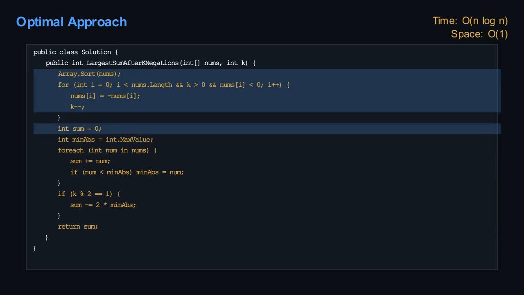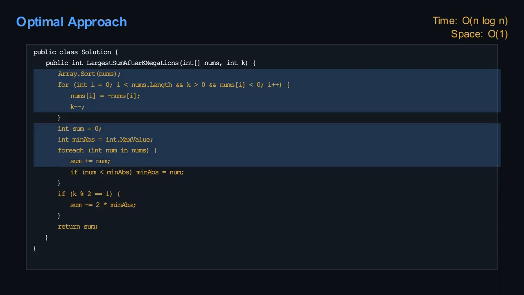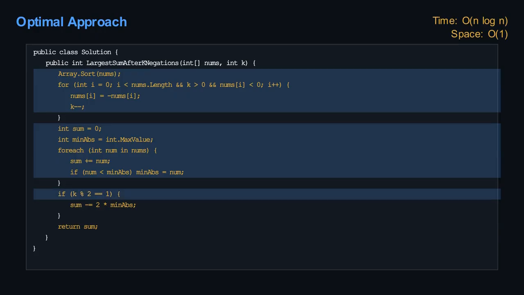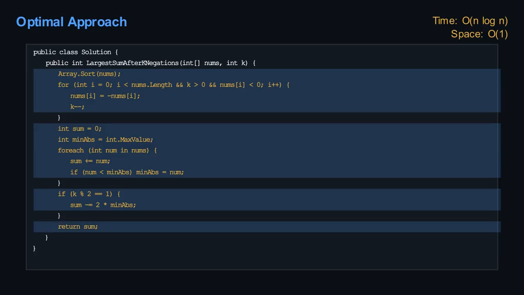Once negatives are exhausted, if k is still positive, we must flip the smallest absolute value remaining. If the remaining k is even, flipping the same number twice cancels out, leaving the sum unchanged. If k is odd, we lose exactly twice the value of the smallest element in the modified array. So, we simply subtract twice the minimum absolute value from our total sum if k is odd.